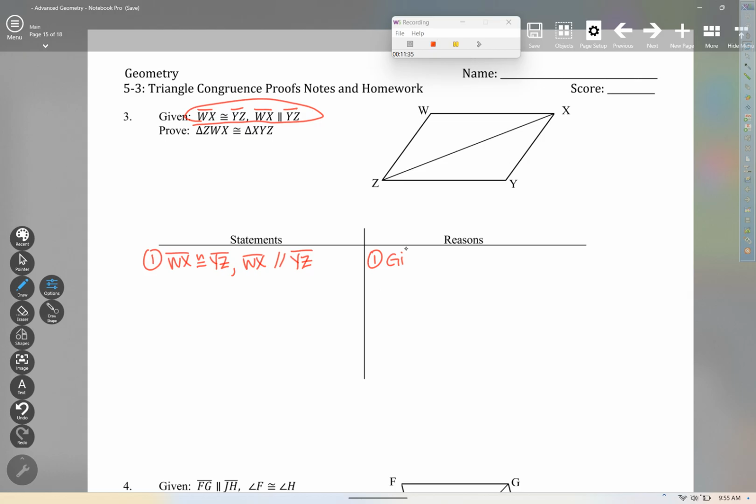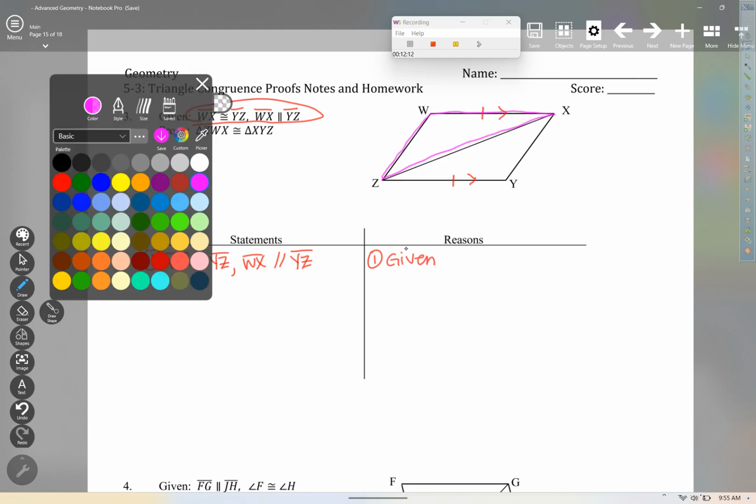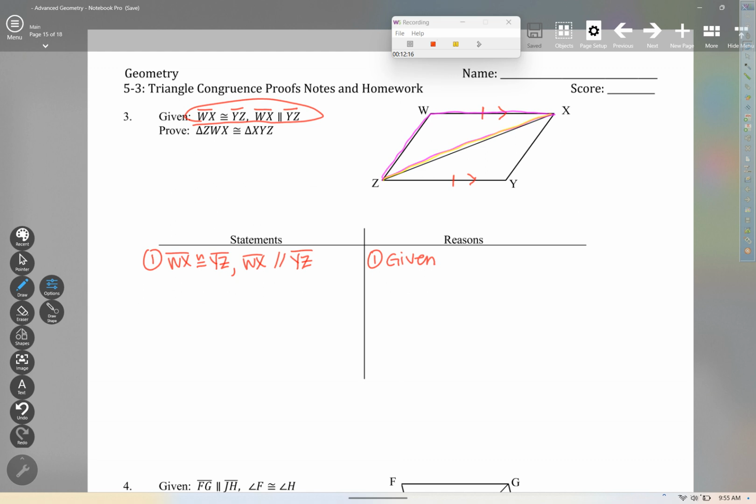I'm actually going to highlight my triangles already to start myself, give myself a good base of what they possibly share. Do you notice they share anything? Yeah, they share that side XZ, right? So side XZ is congruent to side XZ because of reflexive property of congruence.